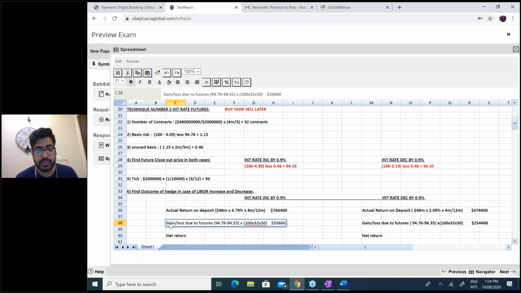So come here to the gain or loss on futures calculation. The strategy is buy now, sell later. I'm just mentioning for your reference, buy now is B, and sell later is S. So buy now for 94.76 and sell later for 94.55. Buy for 94.76, higher, and sell for 94.55, lower. It's a loss. A loss will reduce return. Deduct it.